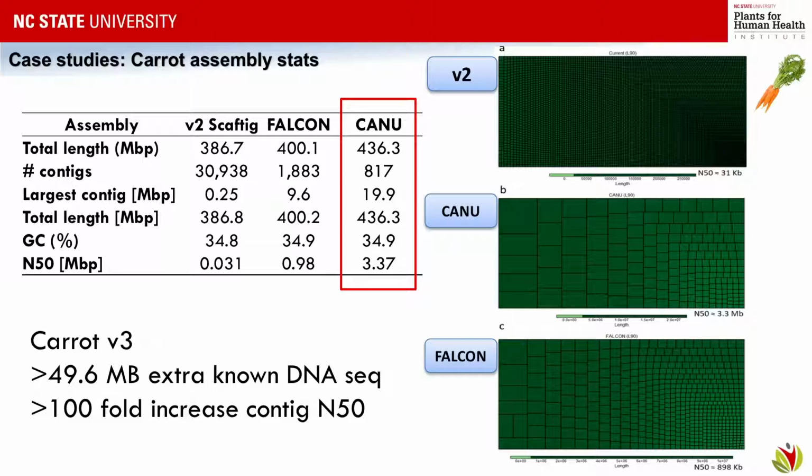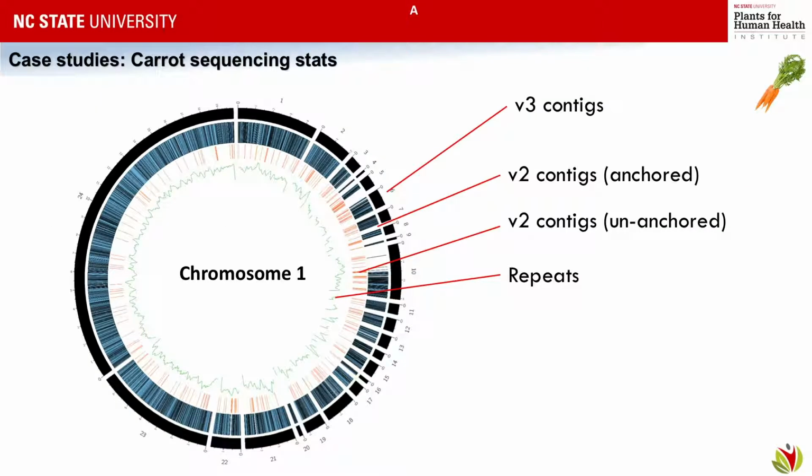So we ended up with 436 megabases in length, and the N50, which is a measure of assessing the quality of contiguity, was improved over 100 fold. We were also able to add around 49.6 megabases of extra known sequence to this assembly thanks to the long-read sequencing.